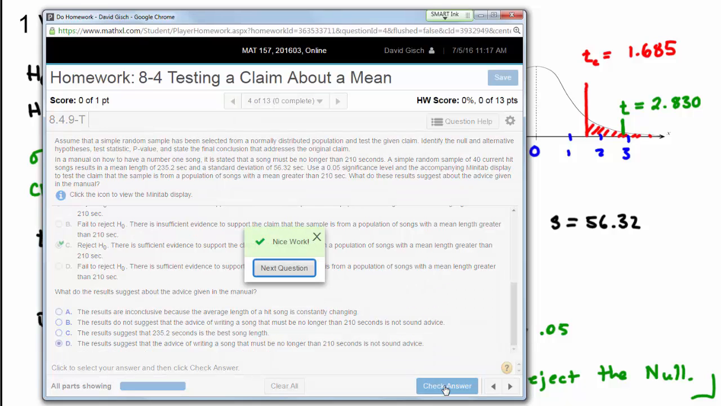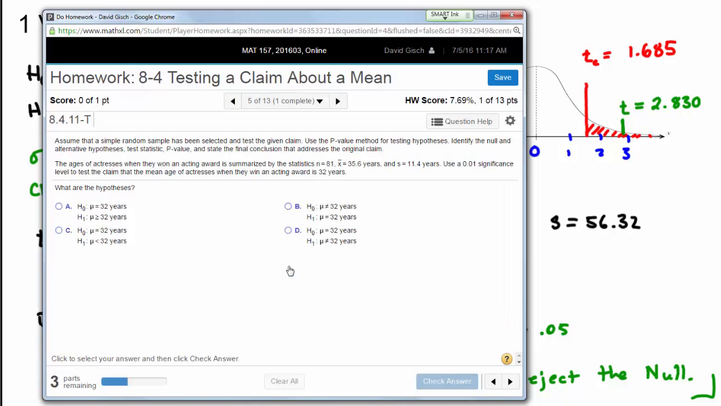So if we kind of go through all that stuff. So, ta-da! All right, hope that helped.